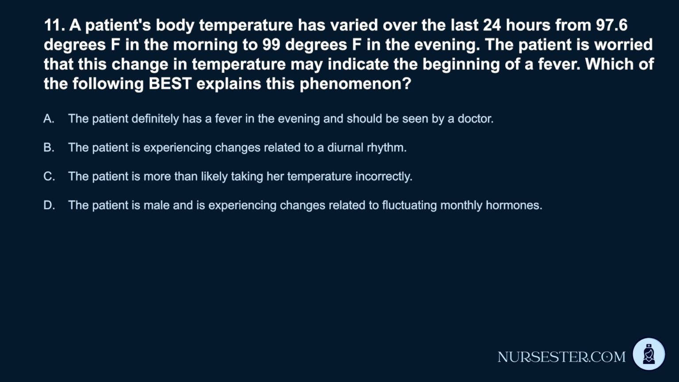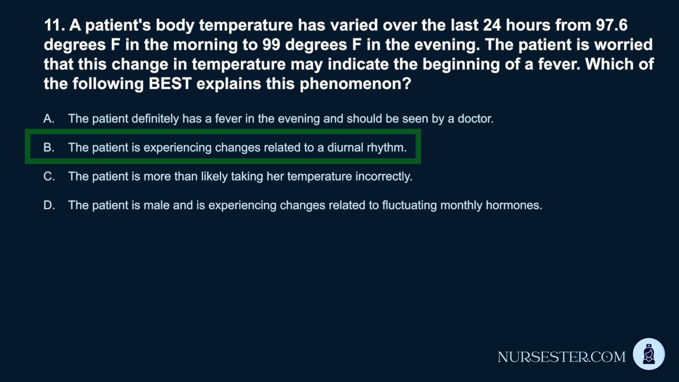11. A patient's body temperature has varied over the last 24 hours from 97.6 degrees Fahrenheit in the morning to 99 degrees Fahrenheit in the evening. The patient is worried that this change in temperature may indicate the beginning of a fever. Which of the following best explains this phenomenon? A. The patient definitely has a fever in the evening and should be seen by a doctor. B. The patient is experiencing changes related to a diurnal rhythm. C. The patient is more than likely taking her temperature incorrectly. D. The patient is male and is experiencing changes related to fluctuating monthly hormones.